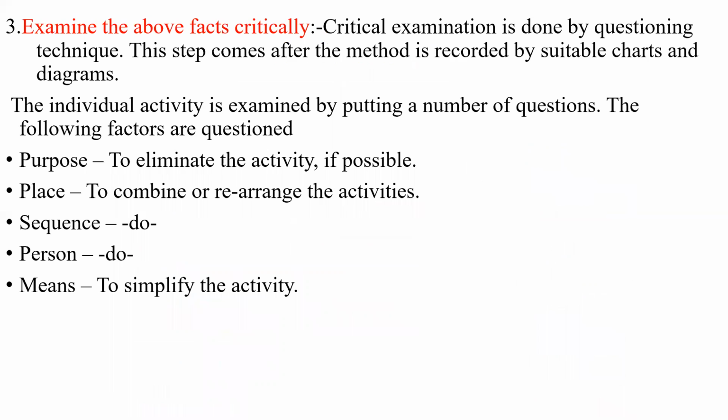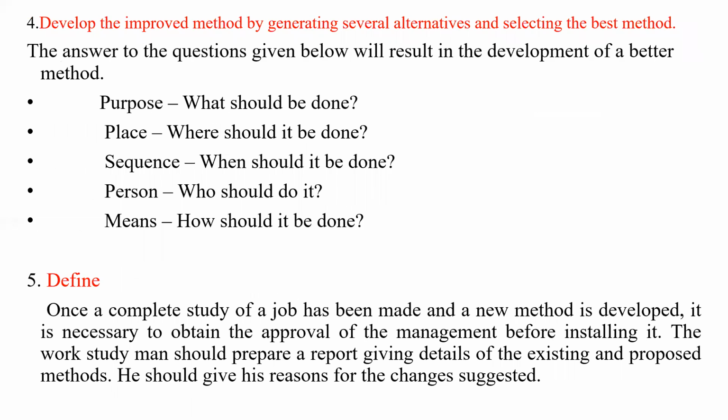And the third step is examining the facts which we collected based upon the method study techniques. We identify the purpose of elimination, the combination or rearrangement of activities, the sequence, and the persons to be rearranged, and we try to simplify the activity. So we examine the facts in a critical way, and we try to develop a new method: what is to be done, where to be done, when to be done, why it should be done, and who is to do it. These questions are all answered at the fourth stage, to develop the improved method by generating several alternatives and selecting the best method.